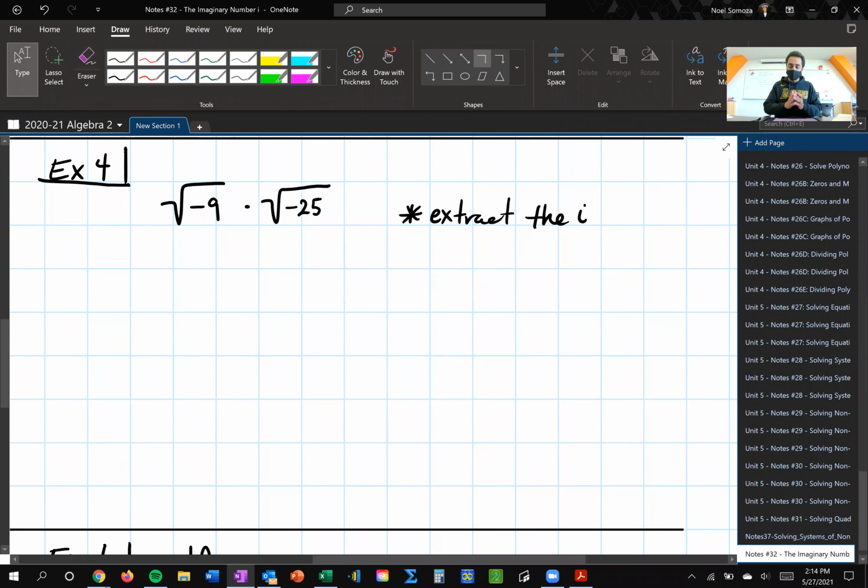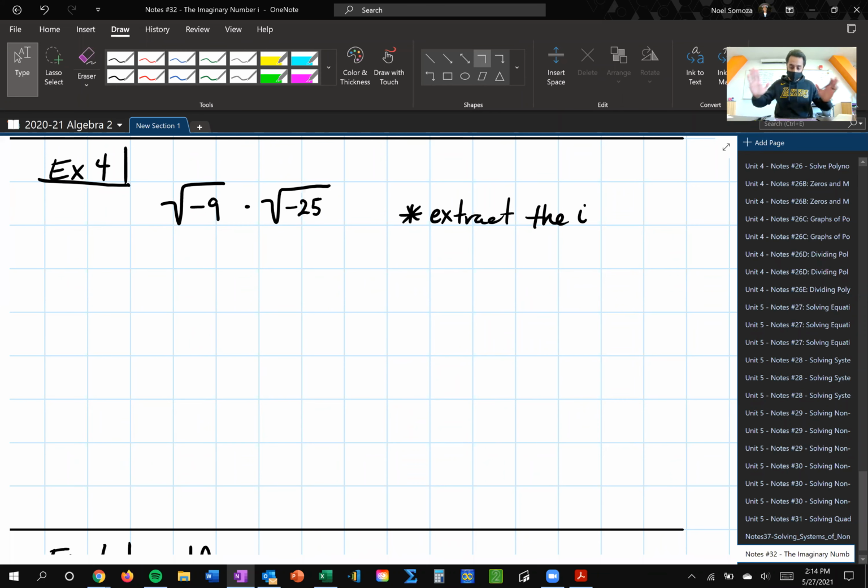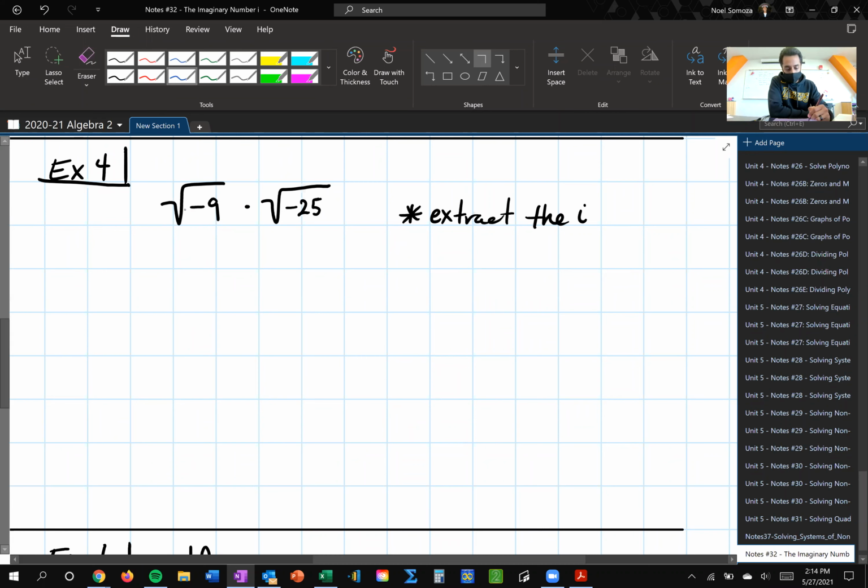All right, anytime you are dealing with imaginary numbers, we want to extract the i first. Because if you don't, you can arrive at the wrong result. So let's begin by first extracting the i, and then I'll show you what happens if you don't. With the square root of negative 9 times the square root of negative 25, this would become the square root of 9 times i times the square root of 25 times i.